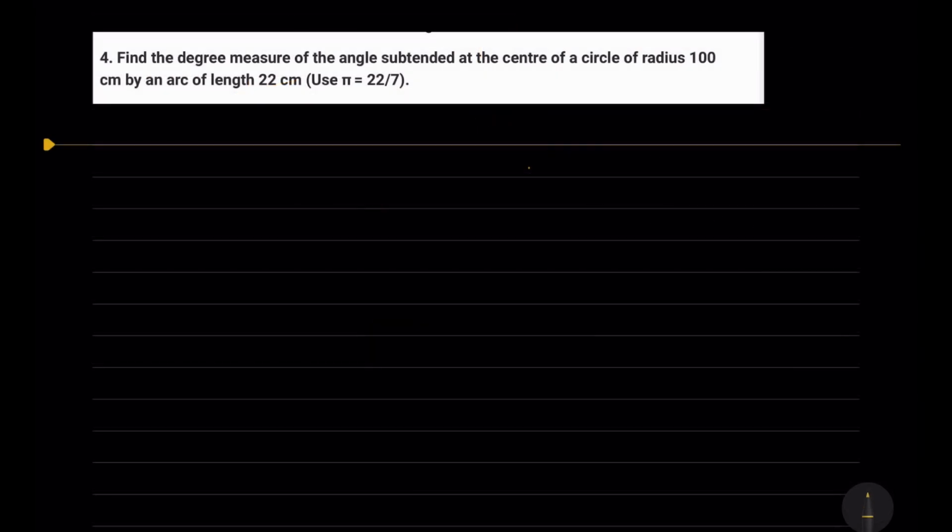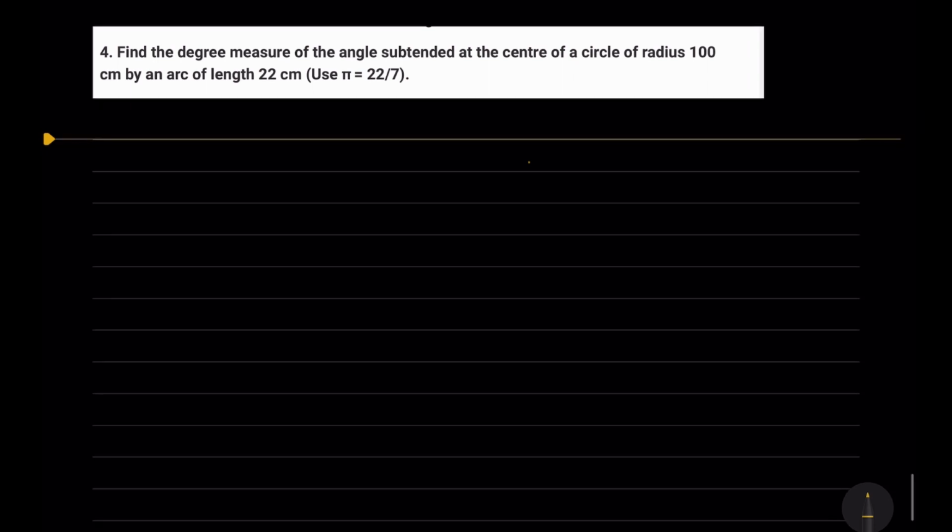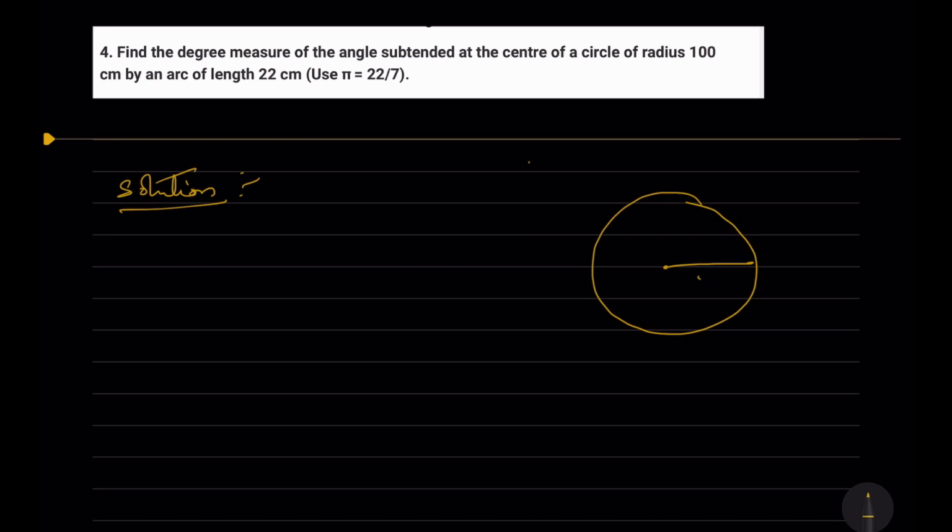So now in the fourth question, find the degree measure of the angle subtended at the center of a circle of radius 100 centimeters by an arc of length 22 centimeters. Use pi is equal to 22 by 7. So over here the solution. You consider a circle of radius r units, and this is called the length of the arc from here to here. This is L.